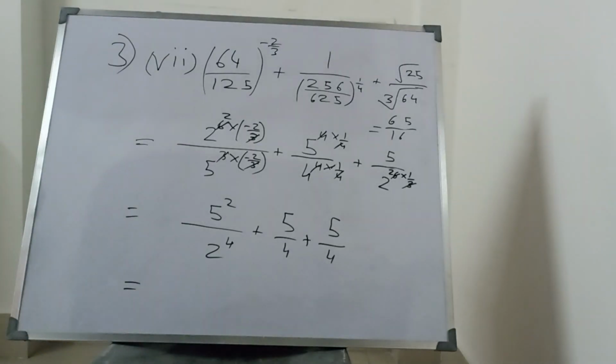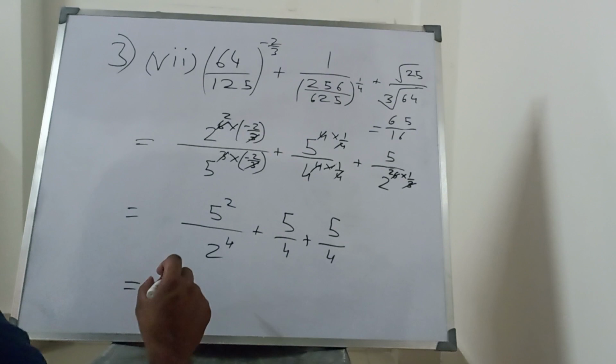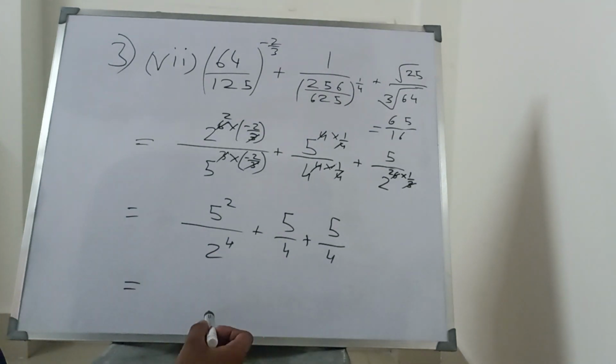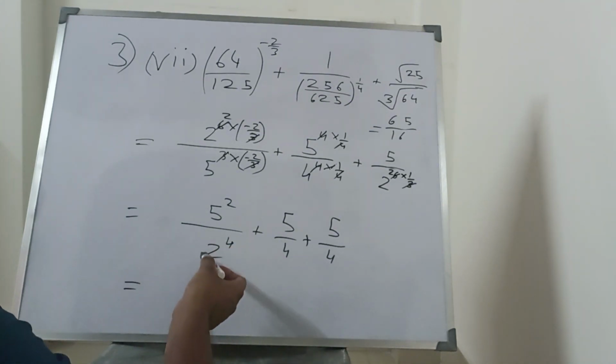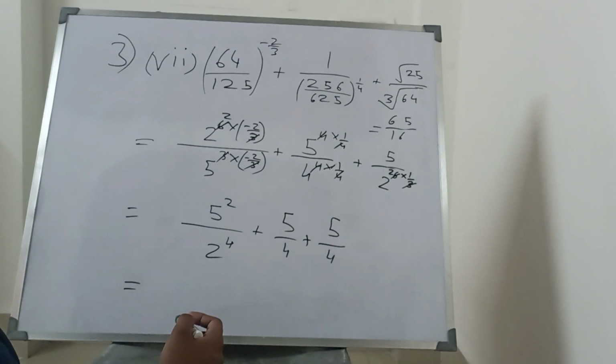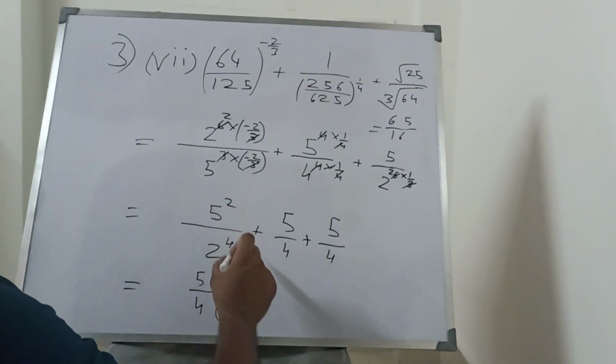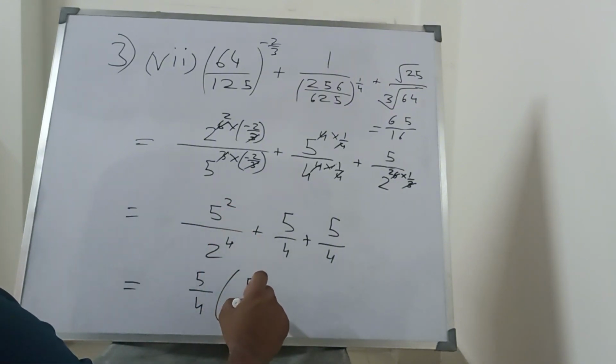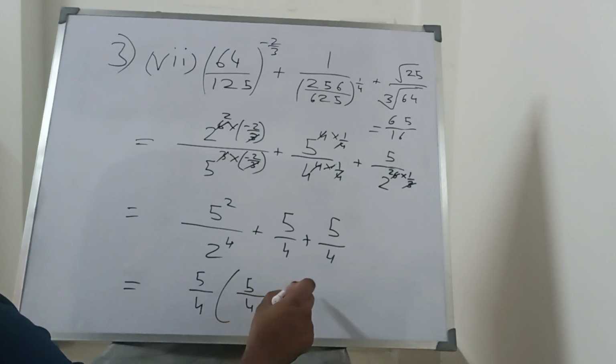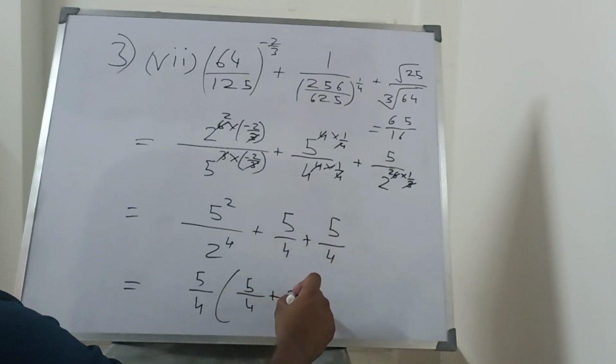So if I take 5 by 4 common, 2 to the power 4 means 2 square into 2 square, I can write that 4 into 4. So 5 by 4 is common if I take it out. So what is left? 5 plus, over here 5 divided by 4 plus 1 plus 1, I can write that as 2.